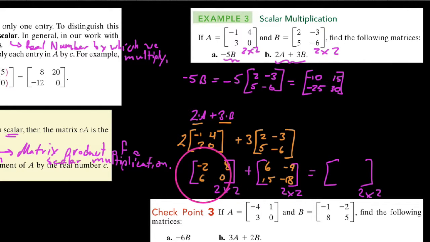Now we'll just go ahead and finish by adding these together. When adding two matrices, remember, if they have the same order, we just add the corresponding entries together to get our new entry. First row, first column: negative 2 plus 6 is 4. We get 8 plus negative 9 is negative 1. 6 plus 15 gives us 21. And then, of course, 0 plus negative 18 is negative 18.